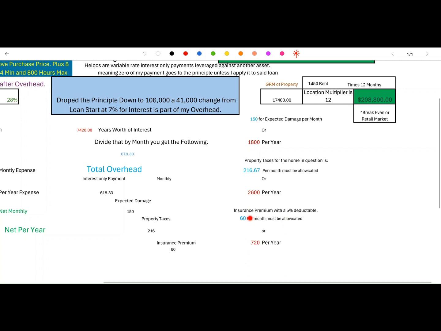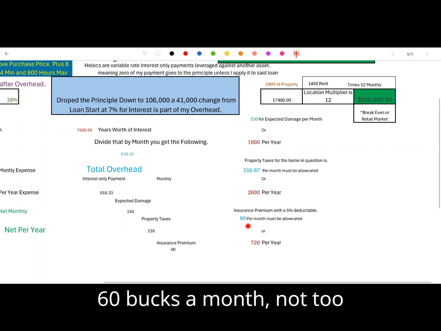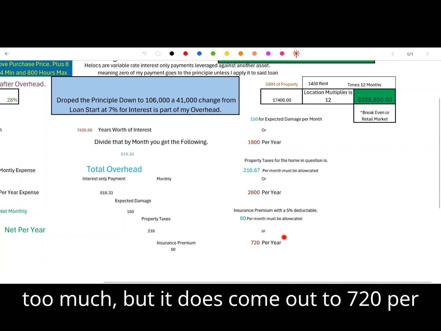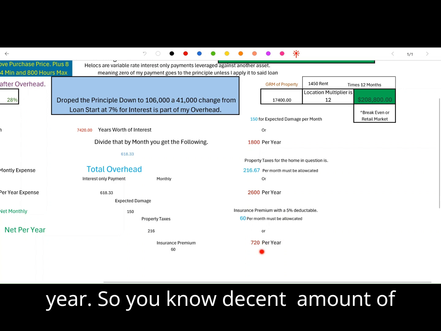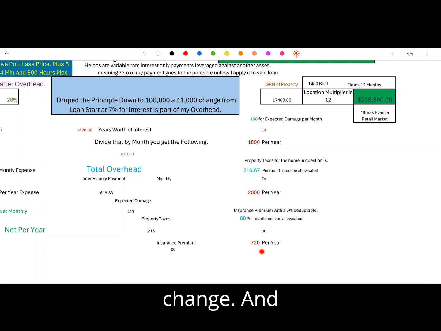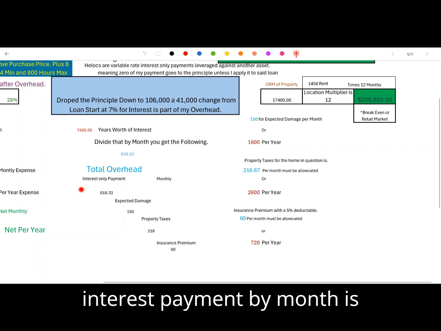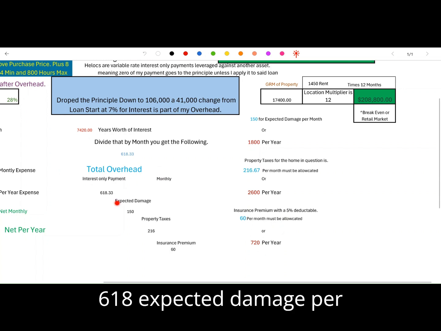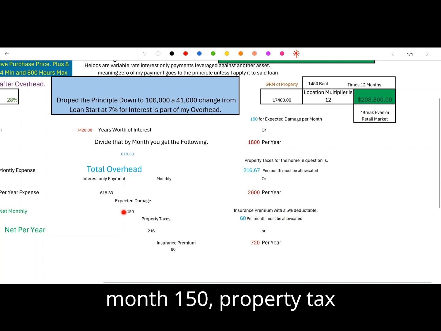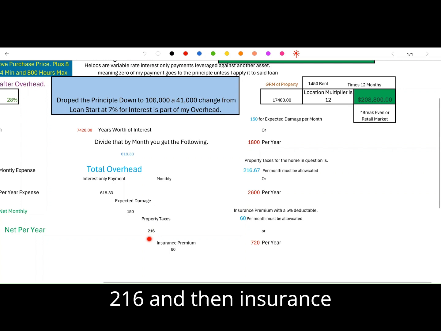So roughly $60 a month. Not too much, but it does come out to $720 per year, so a decent chunk of change. And then this is the same total overhead. Interest payment by month is 618. Expected damage per month 150. Property tax 216, and then insurance premium 60.